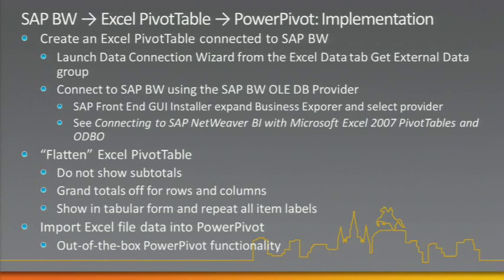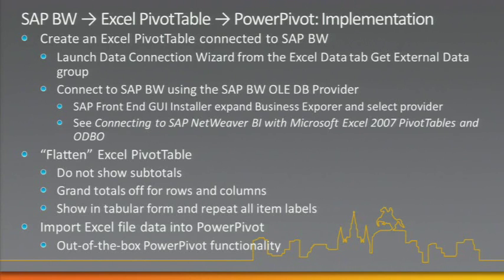So how do you go about doing this? Well, here's just an outline. You create the Excel pivot table that's connected to SAP BW, or you've already got that. I always want to just jump into Excel, start Power Pivot and connect that to SAP BW using this provider. That won't work. The reason is that Power Pivot expects a row set, and the SAP BW OLE DB provider is returning a cell set. And Power Pivot just doesn't know what to do with that.